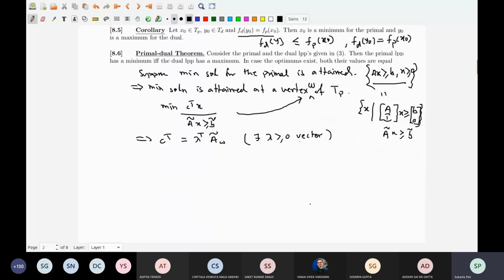Now in that case, this is equal to, you can extend, see, a tilde w is what? Now a tilde w is a submatrix of a tilde, and we choose those rows which satisfy the equality over here, that a tilde x greater than or equal to b tilde. When I substitute w, I see which ones satisfy equality. That is what it is.